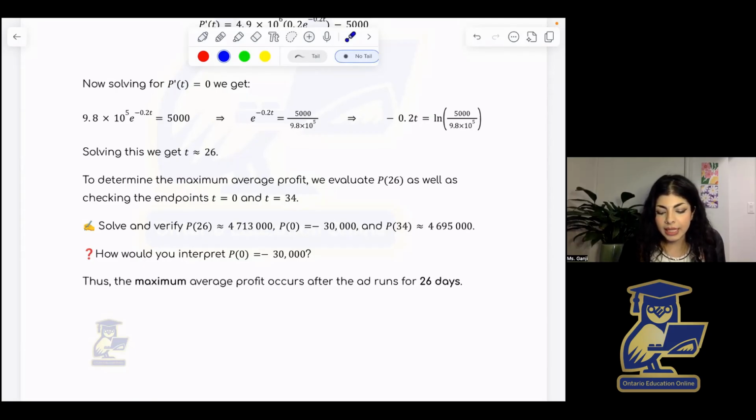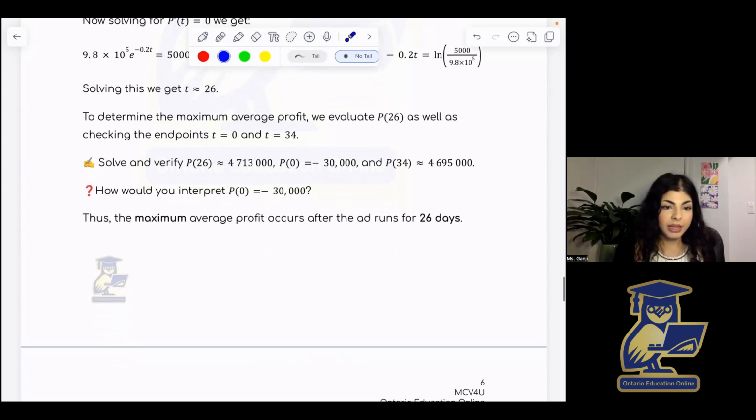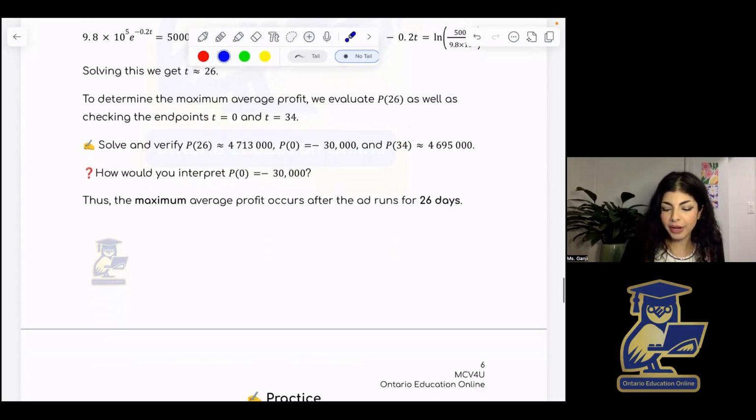After 26 days, we have $4,713,000. At 0, we have actually just the cost. We haven't reached anyone, so it's all just the cost that we've paid for the advertisement and no revenue. And after 34 days, we have $4,695,000. I just interpreted that for you, but we see clearly that the maximum average profit occurs after the ad runs for 26 days. So very close values, but this is still our maximum.